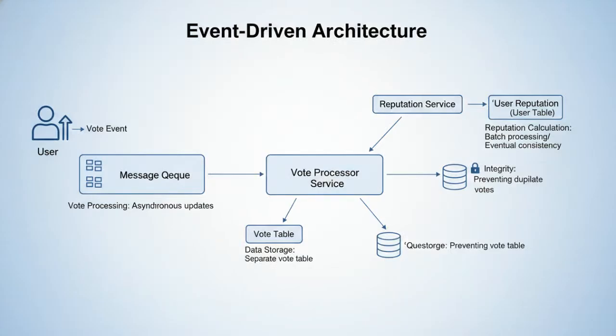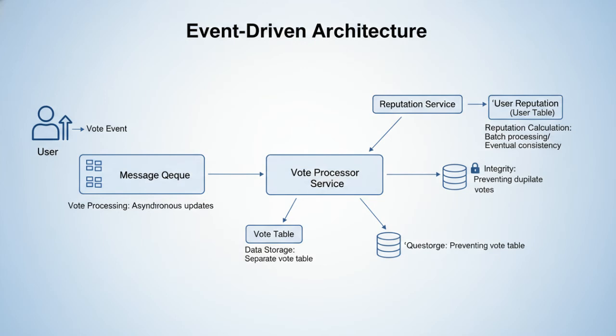The voting and reputation system is a cornerstone of Stack Overflow's community-driven quality control. When a user casts a vote, we can process this asynchronously to avoid blocking the user interface. The vote is initially recorded in a message queue, like Apache Kafka or RabbitMQ, and then picked up by a dedicated vote processor service. This service updates the vote table, increments or decrements the score on the associated question or answer table, and then, crucially, triggers an update to the user's reputation.